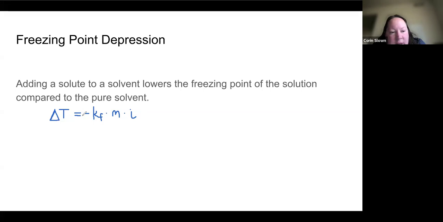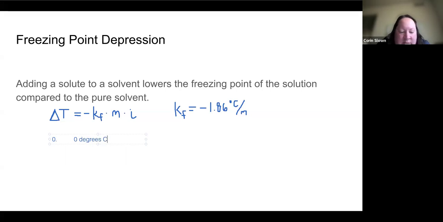So in this case, depression, that's what the negative is. So if we add salt, we're going to lower the freezing point. KF in this case, again, is specific for water. And it's going to be negative 1.86 degrees Celsius per molal. And the really cool part about this is, let's say that we're thinking about a similar situation. So let's say we started out with 0 molal, it's just pure water. Well, then our freezing point is going to be 0 degrees Celsius.